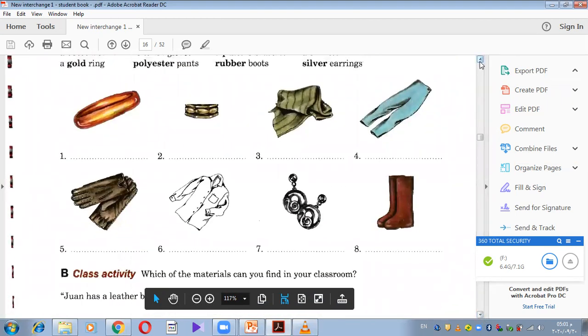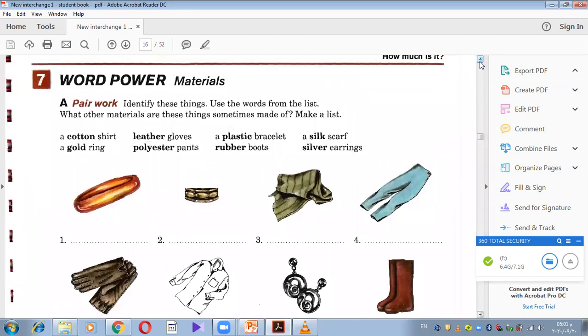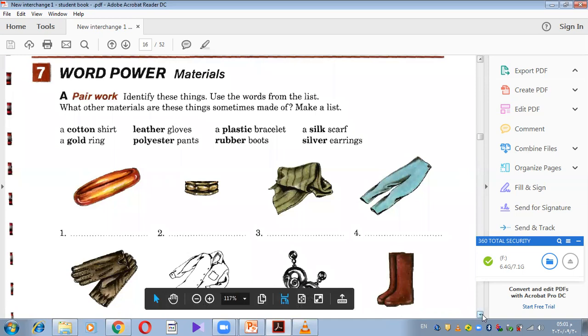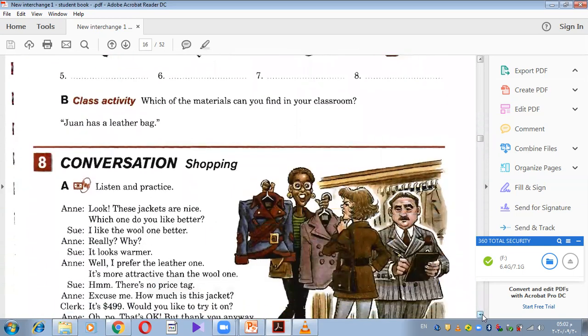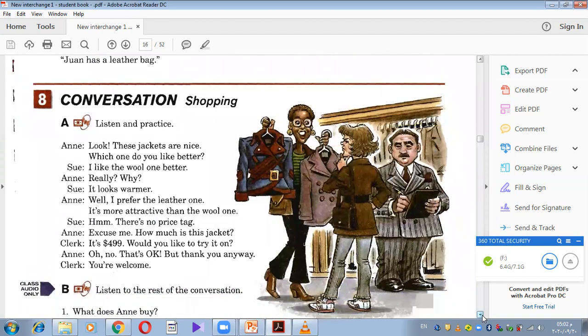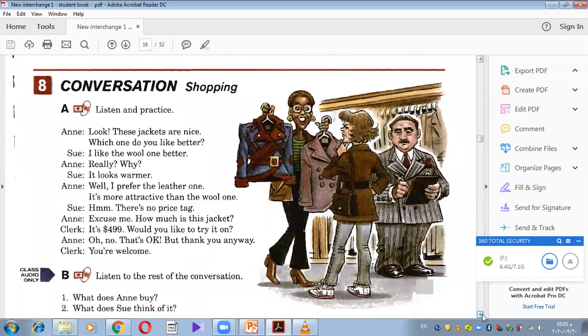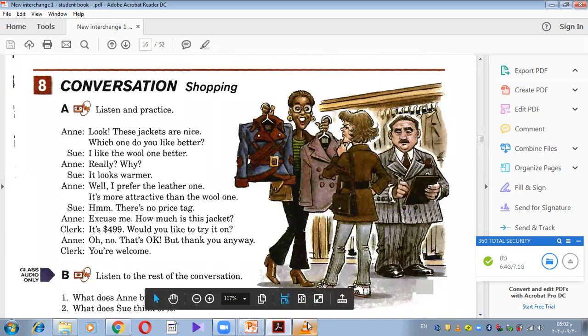Okay, for now, I want you to have a look at these. Identify these materials, guys. Okay, which of these is a golden ring, a cotton shirt, leather gloves, polyester, plastic bracelets, rubber boots, silk scarf, silver earrings. Okay, so try to complete these using the words written already over there. For the last conversation, we are going to take today the shopping one. Okay, so listen please and try to complete it.